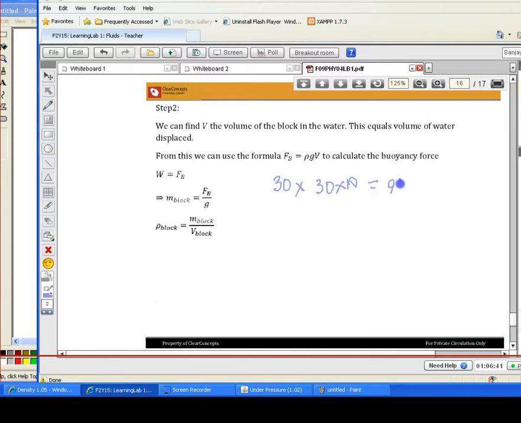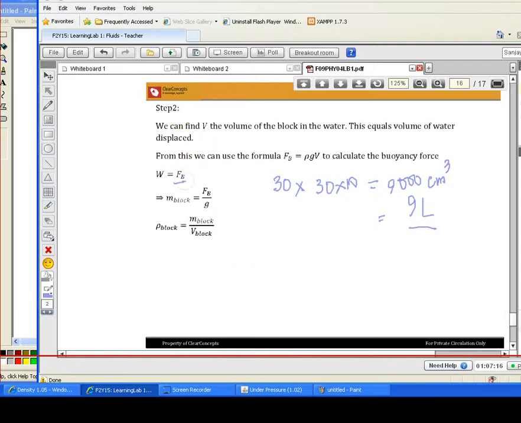Divyangi, come on. 9,000 centimeter cube. How many liters is this? Is equal to how many liters? 9 liters. Okay, so this is the volume submerged.